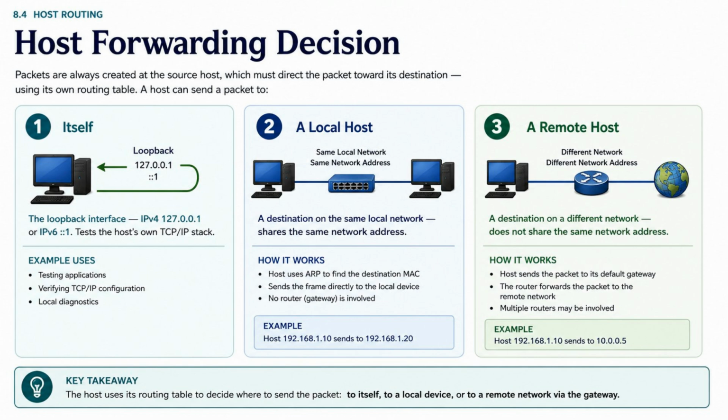Every packet originates at a source host, which uses its own routing table to decide where to send it. Three destination types, shown on screen. Itself, the loopback interface, 127.0.0.1 or ::1, tests the host's own TCP/IP stack. A local host shares the same network address, or a remote host, different network address entirely.